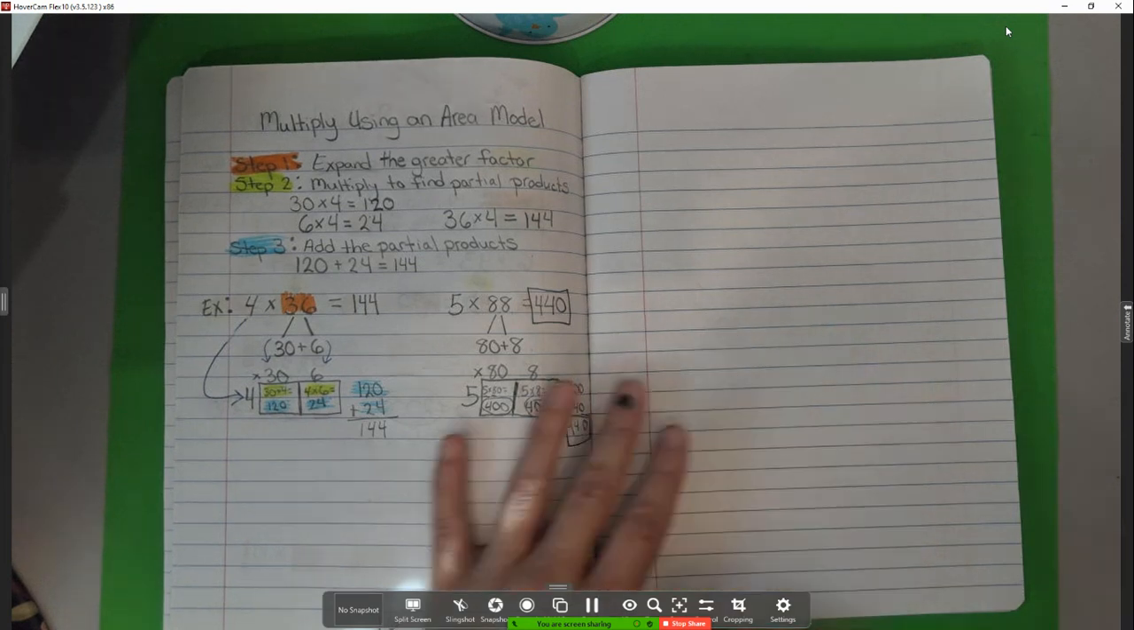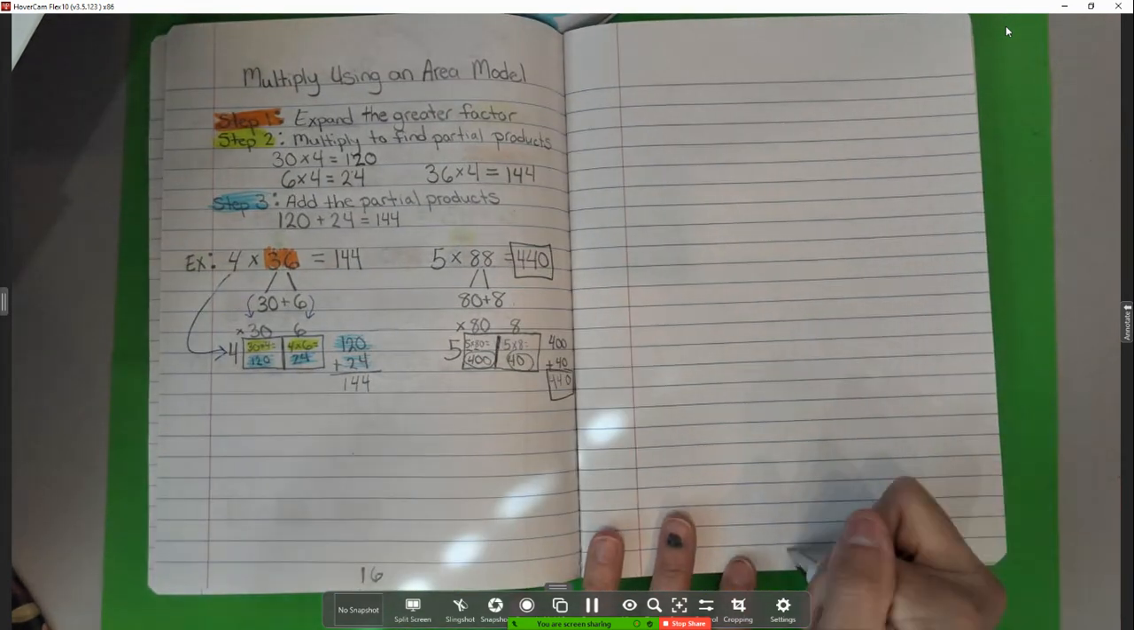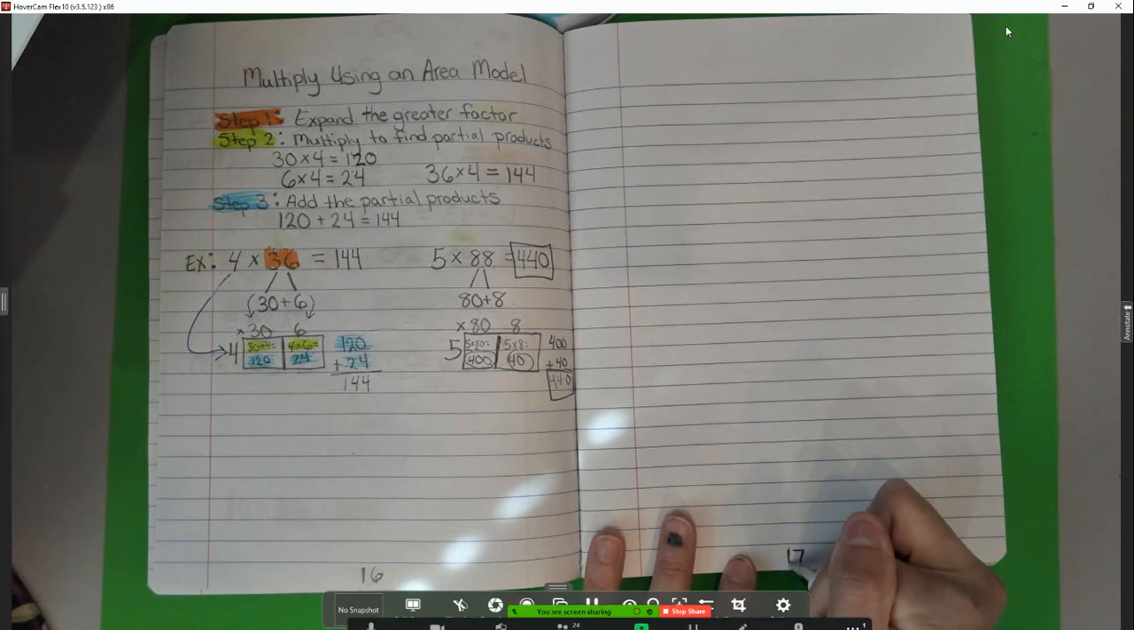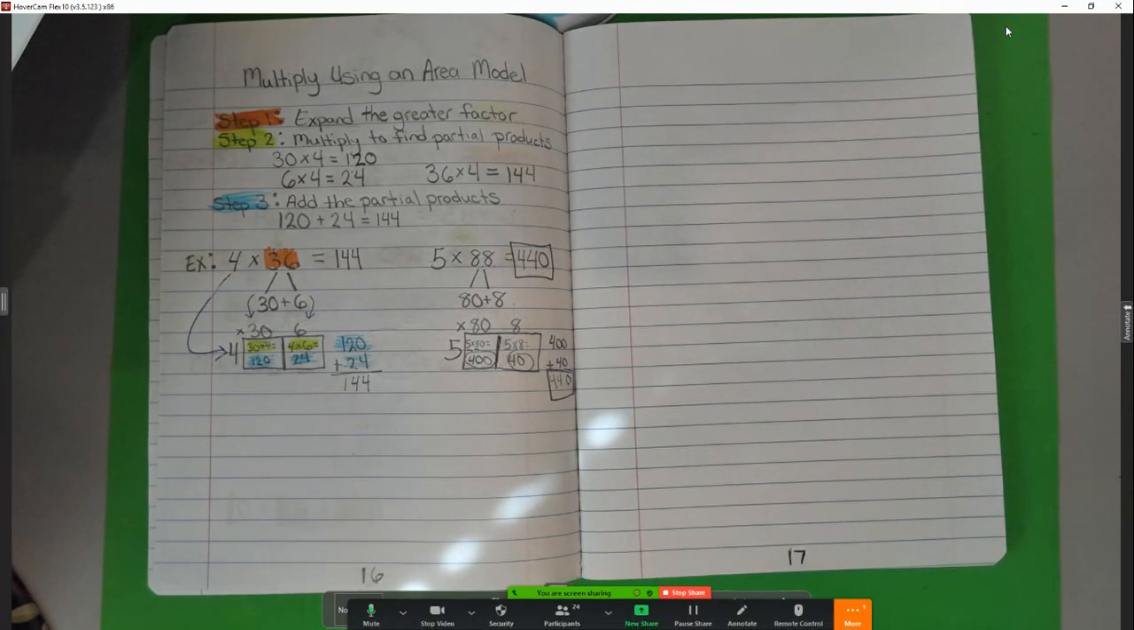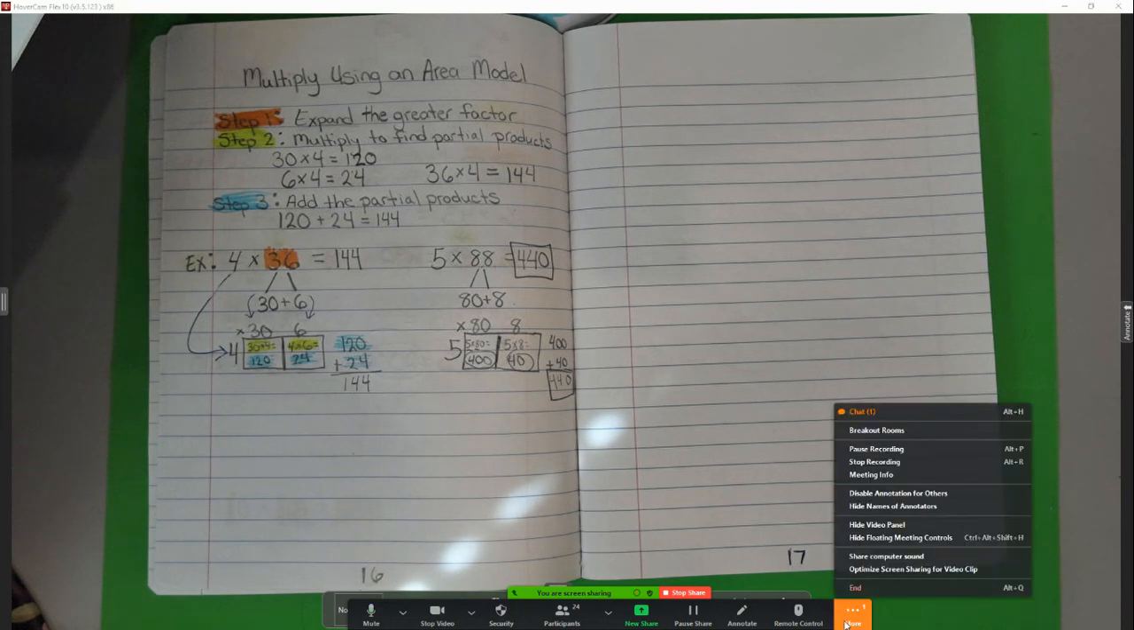So, everybody, let's go to page 17. Put your 17 down at the bottom. We are going to go ahead and do some examples.